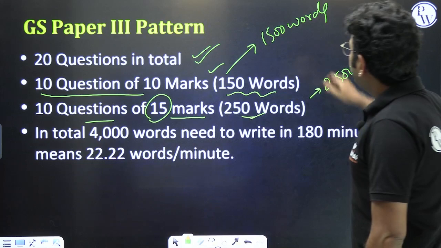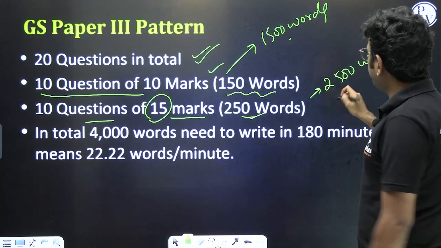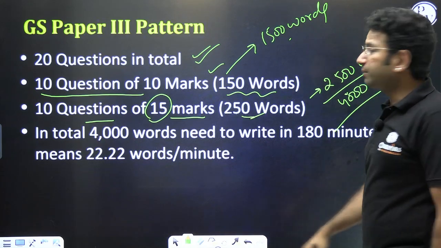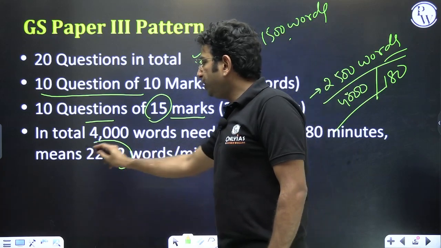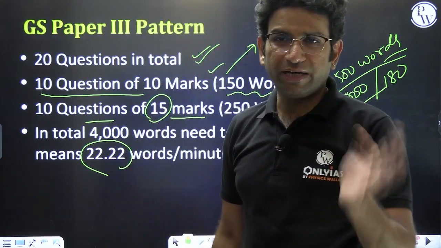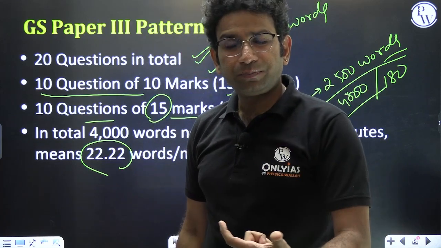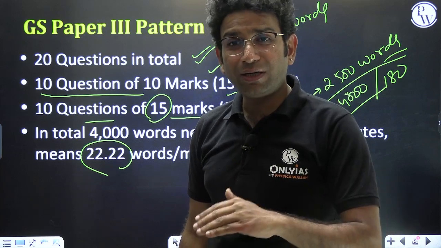So you have 1500 words that you need to write here and 2500 words that you need to write here. So in total, 4000 words you need to write in 180 minutes. When you divide this by 180, you will find around 22.22 words you need to write per minute. That is the same in case of each and every paper, like paper number 1, 2 and 3. But the point is, here, as I told you, you need to think a lot and then you need to write.